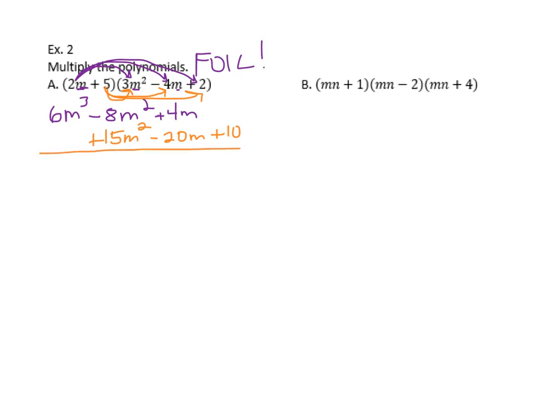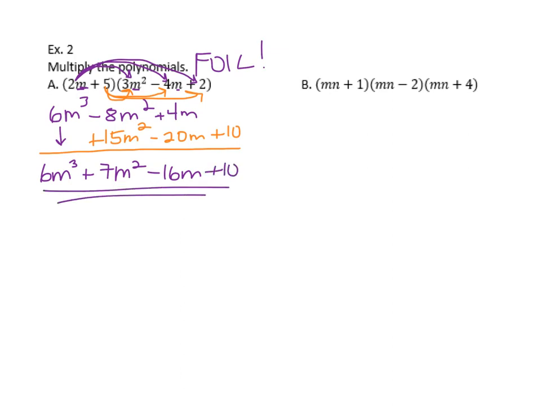That first term is 6m cubed. Nothing changes with that one. But in that second one, we have negative 8 plus 15. That would be positive 7m squared. 4m minus 20m, negative 16m. And then my constant stays 10. There's your product when we FOIL.